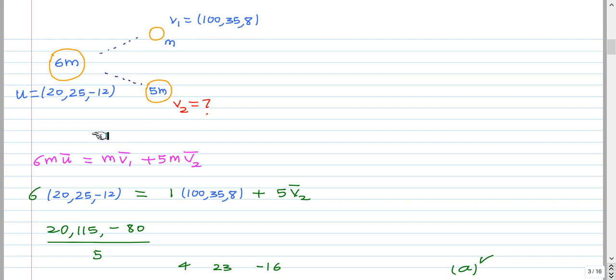This can be solved by using conservation of momentum. The initial momentum of the system is the initial mass 6m into the initial velocity u, and the final momentum of the system is m v1 plus 5m v2. Using the values of u as 20, 25 and minus 12, and v1 as 100, 35 and 8, we can get v2. With simple calculation, v2 is 4 i cap plus 23 j cap minus 16 k cap. So the correct option is option E.